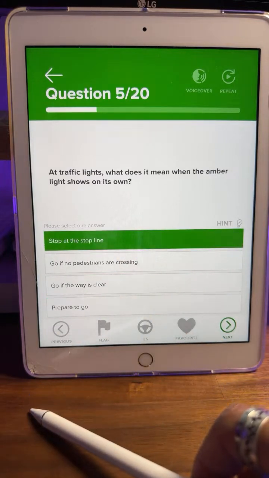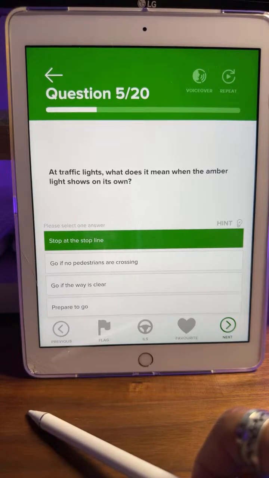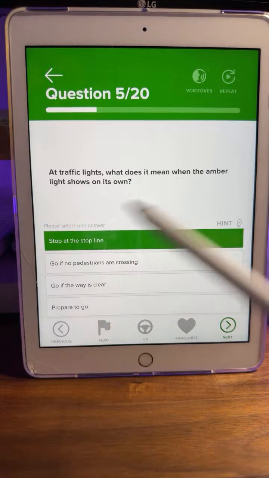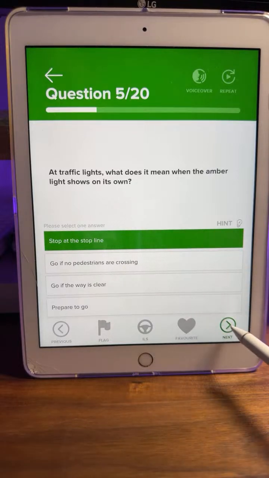Does that make sense, guys? Evan says, yeah, it's A, unless it's unsafe to stop. Yeah, correct. There we go. All right, so let's go for A.